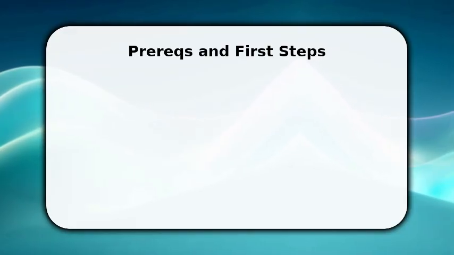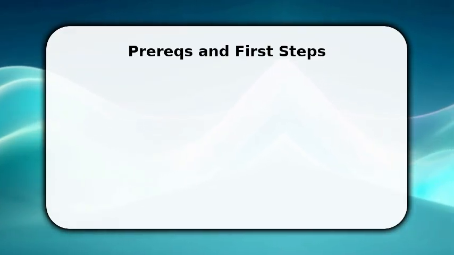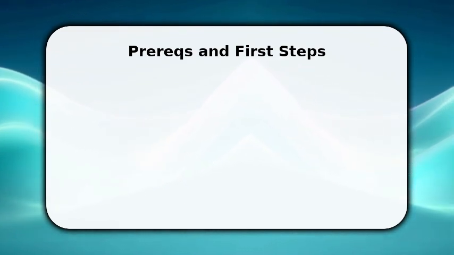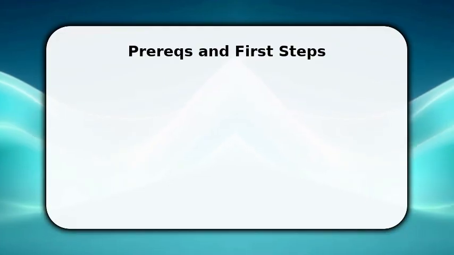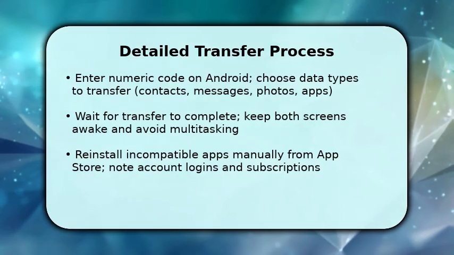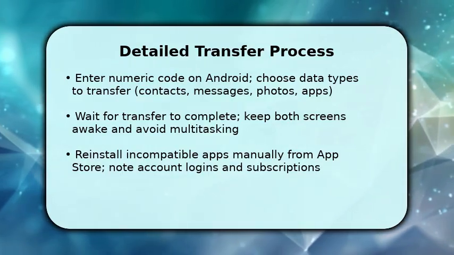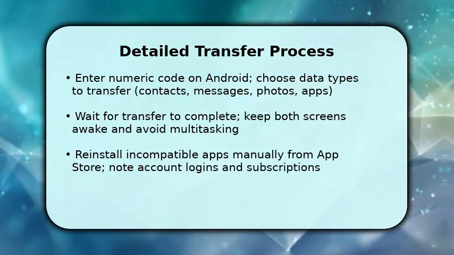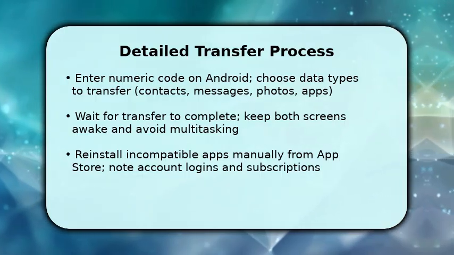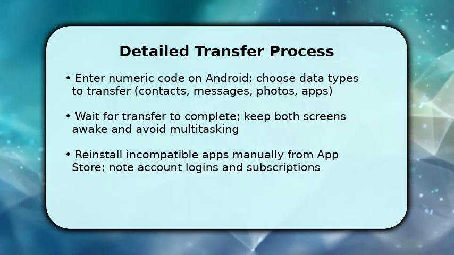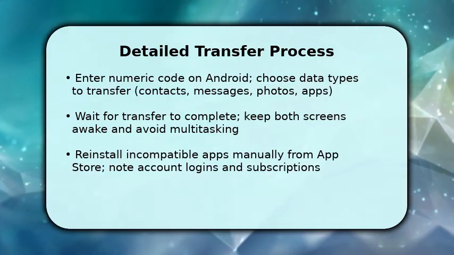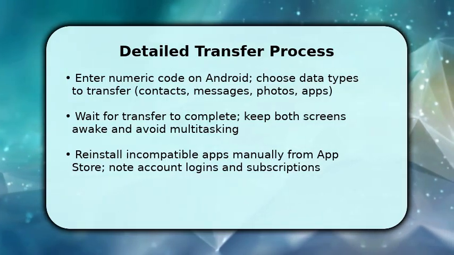Now open Move to iOS and follow the on-screen code procedure to begin moving contacts, messages, photos, and compatible apps. You will see a numeric code on the iPhone. Enter it into Move to iOS on your Android to create a private temporary Wi-Fi link. Once linked, select the exact data categories you want: contacts, message history, camera roll, bookmarks, and Google account info.